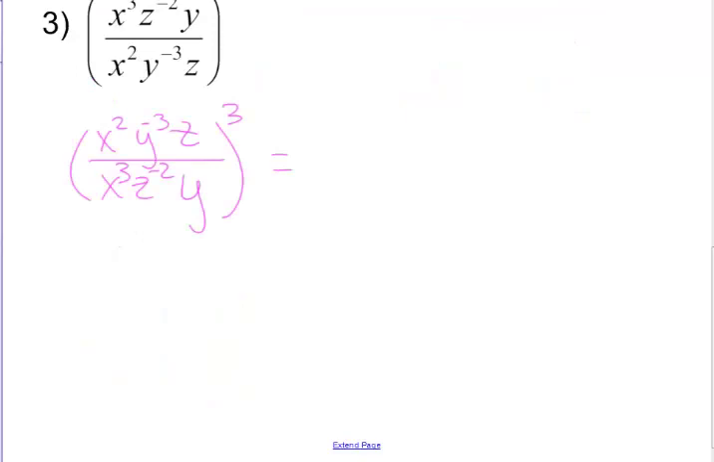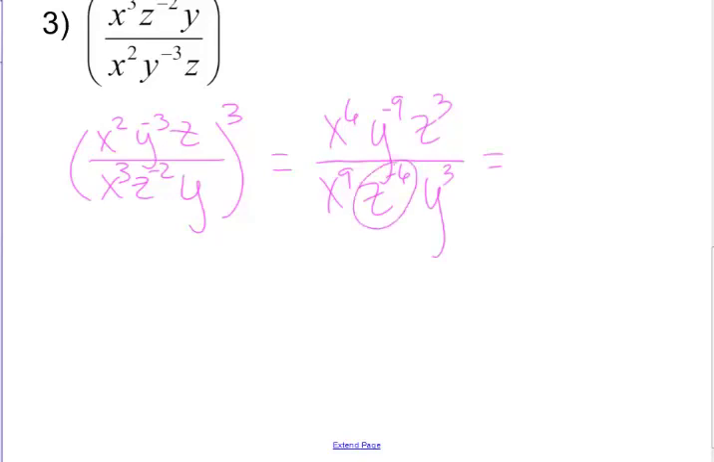Okay, so now we're going to raise everything to that 3rd power. So we have x to the 6, y to the negative 9, z to the 3 over x to the 9, z to the negative 6, y to the 3. I raised everything to the 3rd power. I have a couple of variables that have negative exponents on them, so I'm going to flip those around. X to the 6, y to the 9, z to the 3, and then on bottom, x to the 9, my z goes to the top, and y to the 3.